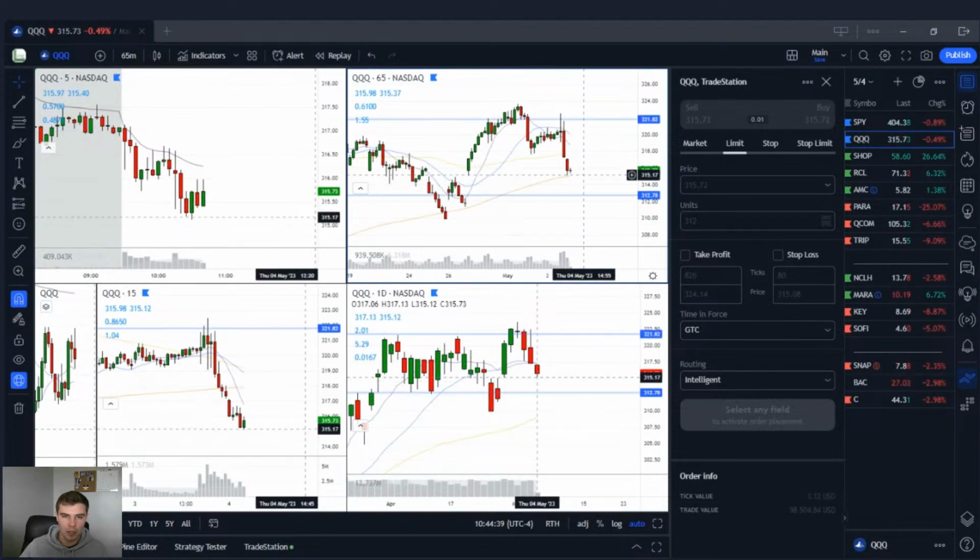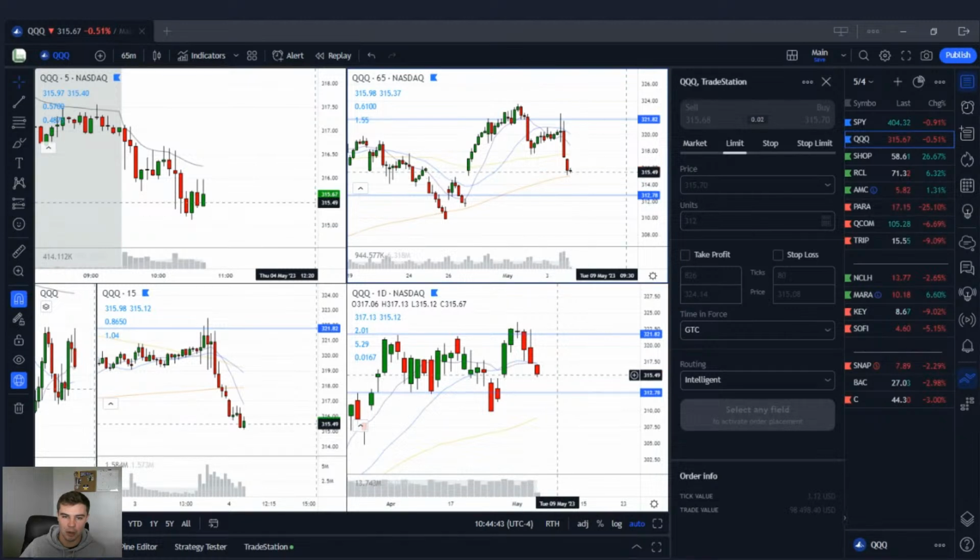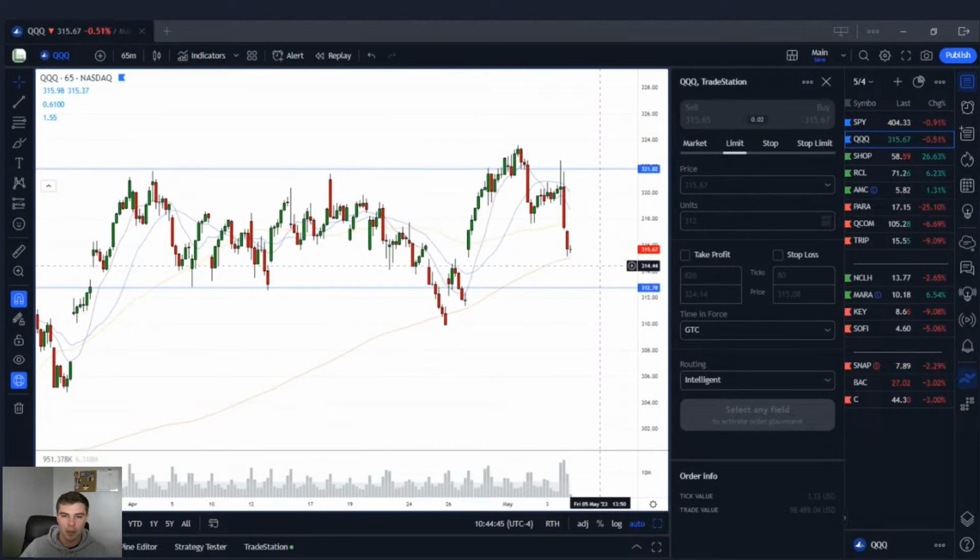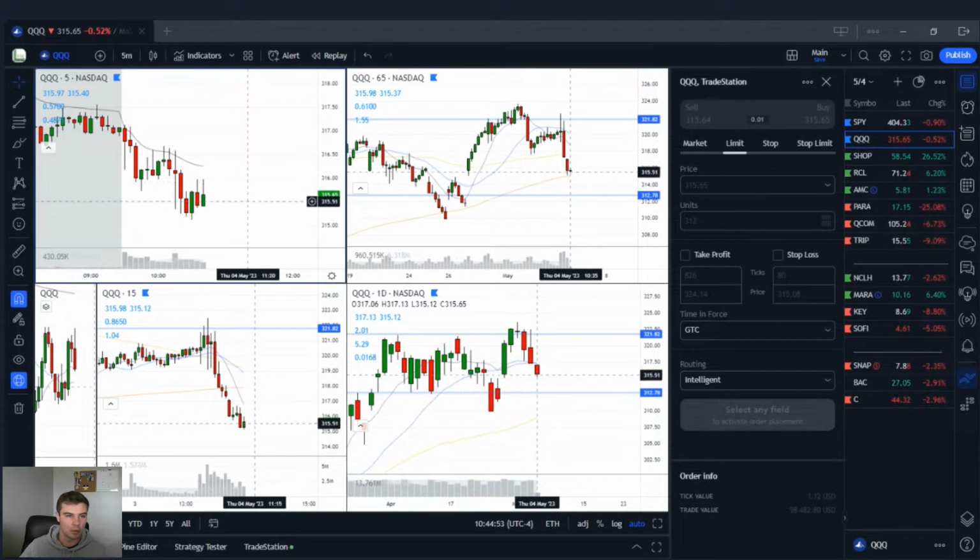The Qs are right at this support area you can see on the daily chart, bouncing off the 315 spot, the 200 period moving average. So not a surprise we're getting a bounce right here. But yeah, we'll see if we break down under this, man. It's going to be a bearish move for sure.